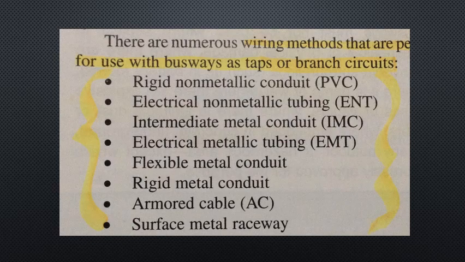There are numerous wiring methods that are permitted for use with busways and taps or branch circuits: rigid nonmetallic conduit or PVC, electrical nonmetallic tubing (ENT), intermediate metal conduit or IMC, electrical metallic tubing (EMT), flexible metal conduit, rigid metal conduit, armored cable or AC, and surface metal raceway.